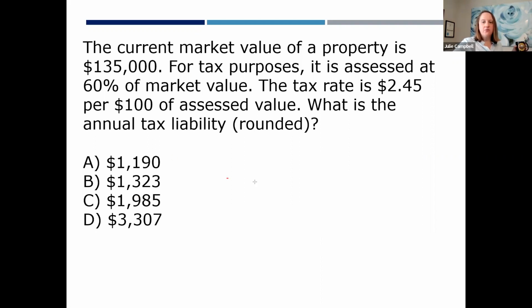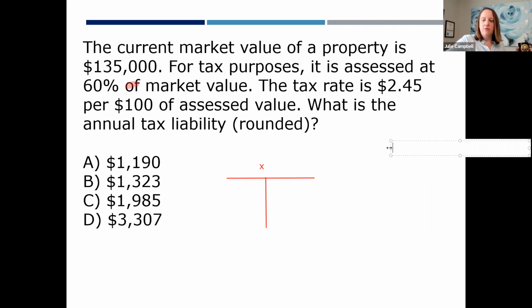I saw the words rate or percent, which tells me more than likely I can use a T-bar, if that helps you. What I'm solving for is my annual taxes, which is the number on top. It tells me the market value is 135. It's assessed at 60%, and there's that word again, of market value. So how do we find the assessed value?